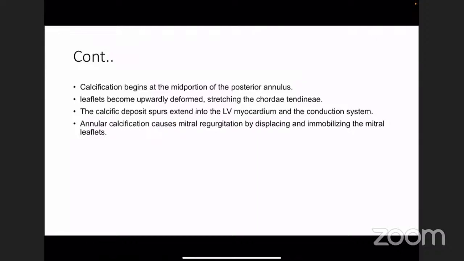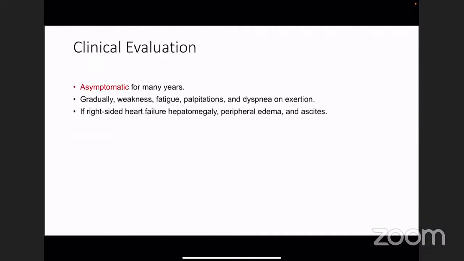The leaflet becomes upwardly deformed, stretching the chordae tendineae. The calcific deposit spurs extend into the LV myocardium and the conduction system. Annular calcification causes mitral regurgitation by displacing and immobilizing the mitral leaflet.